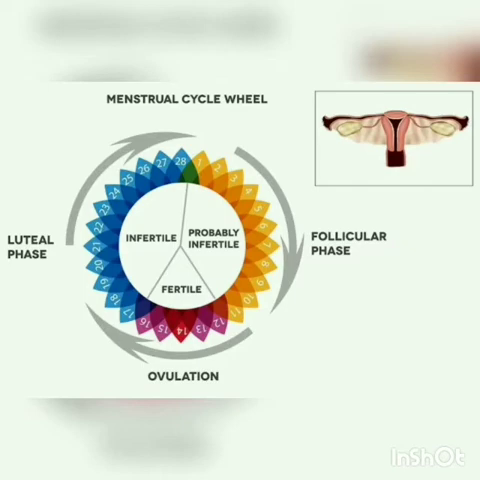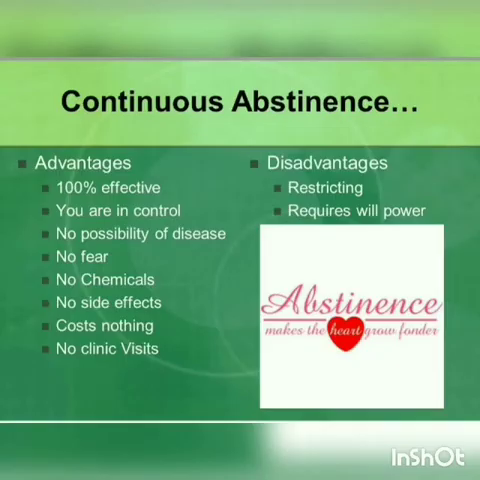Next one, continuous abstinence. It is the simplest method, a very reliable method to avoid pregnancy: not to have intercourse for a definite period of time. Like postponing having a child for 2 or 3 years.